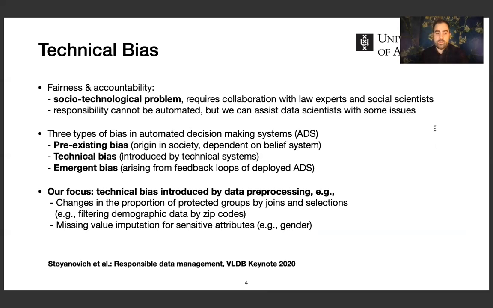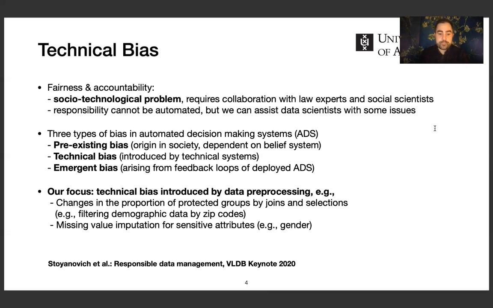But first of all, I would like to say that this problem field is, in general, a socio-technological problem. So it's not something that computer scientists can solve on their own. And it requires collaboration with law experts and social scientists. And the responsibility for these decision-making systems can also not be automated. But what we can do is we can assist data scientists with some of the issues that occur.